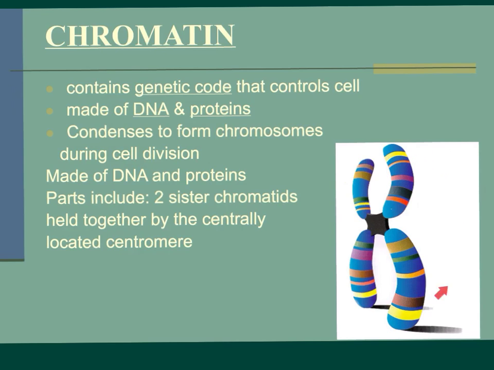Now here we have an intact chromosome. Now the chromosome is made up of two parts. Right here we have a chromatid, right here we have a chromatid, and right here in the center where they are attached is the centromere. So a chromosome is composed of two chromatids attached in the center by a centromere. Chromatin is unwound chromosomes. Now the chromatin contains the genetic codes that will control the cell. The chromatin is made up of DNA and protein. And so you will see DNA and protein in both chromatin and in chromosomes.